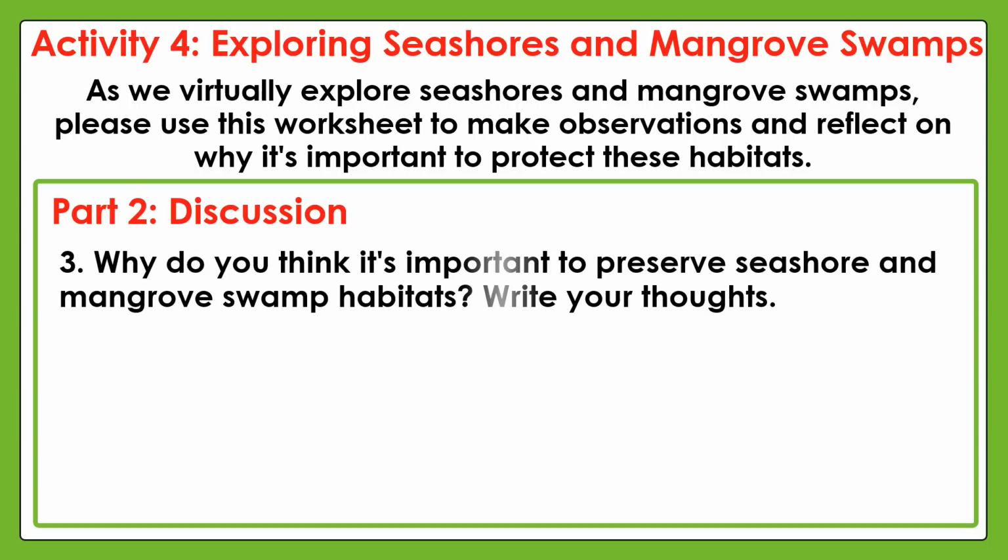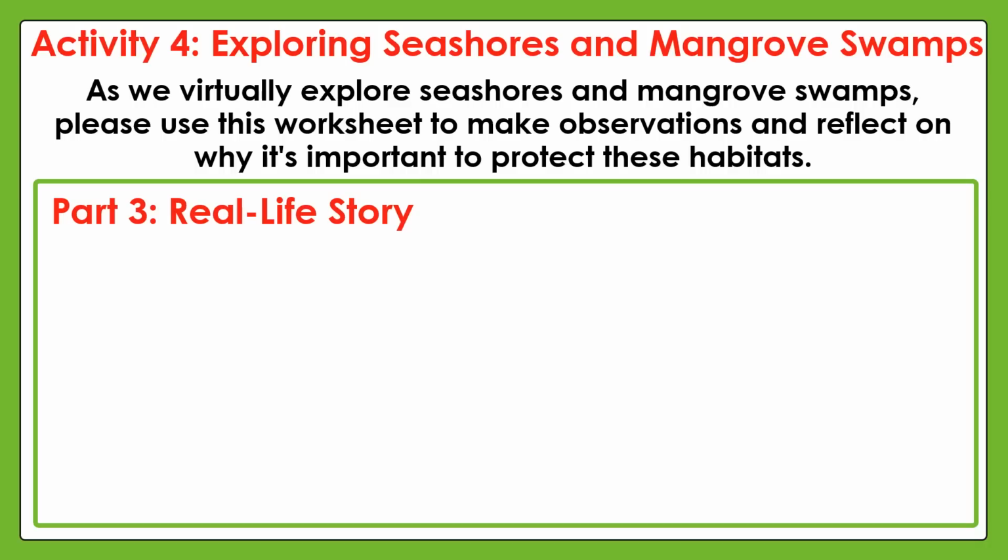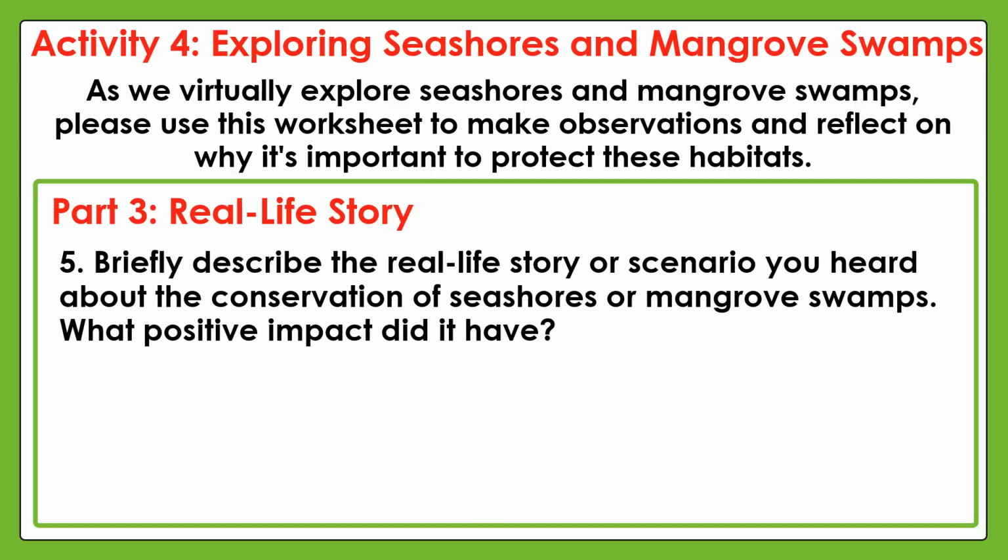Part 2. Discussion. 3. Why do you think it's important to preserve seashore and mangrove swamp habitats? Write your thoughts. 4. Imagine if these habitats weren't protected. What problems could it cause for coastal communities and marine life? Part 3. Real-life story. 5. Briefly describe the real-life story or scenario you heard about the conservation of seashores and mangrove swamps. What positive impact did it have?